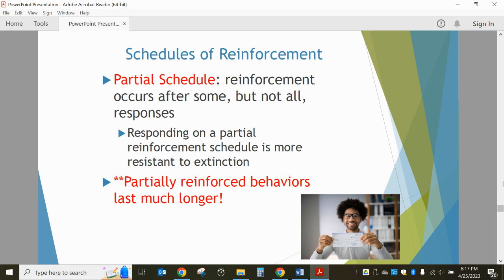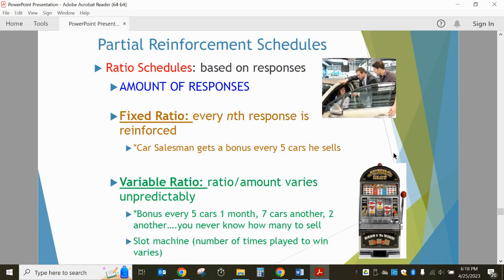In a partial schedule of reinforcement, the reinforcement or the punishment occurs some of the time, but not all of the time. And partially reinforced behaviors tend to last much longer because you're going to keep doing what you're going to do because you don't know when the reward or punishment could happen. It could happen next time or the time after that. You're not sure, so you keep doing it.